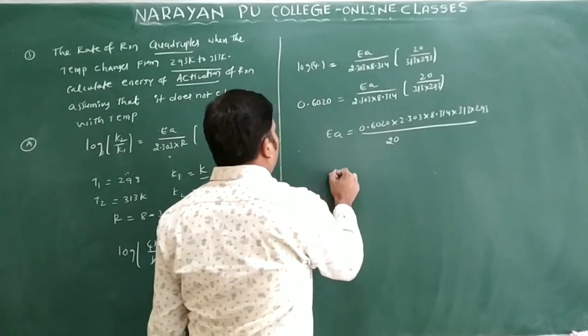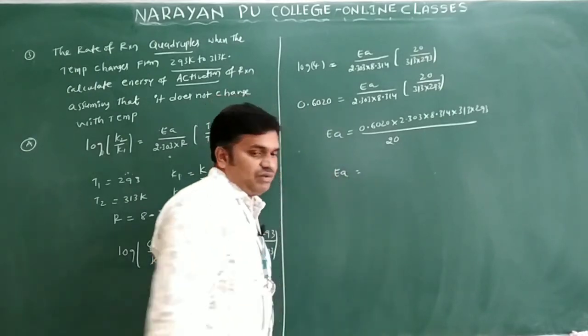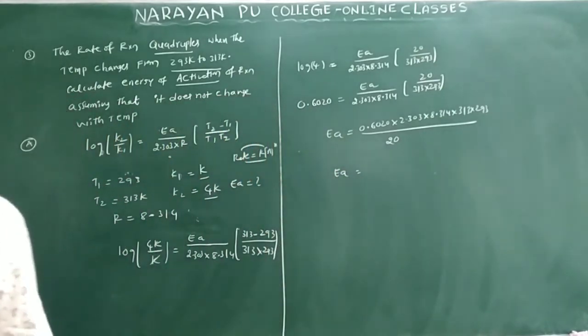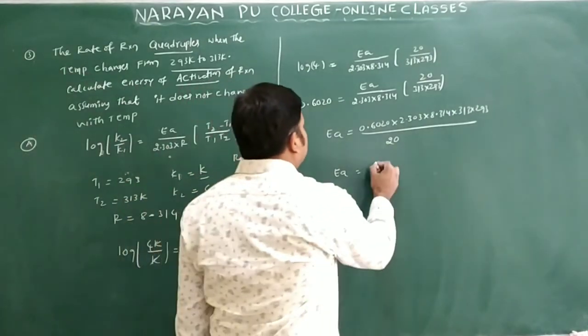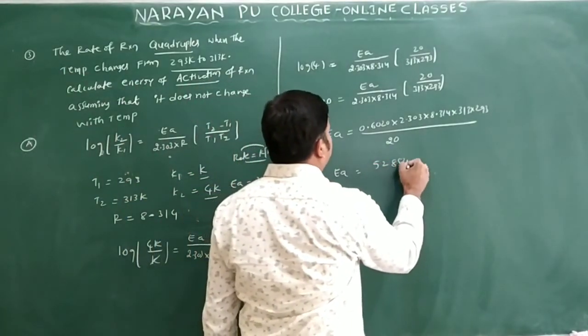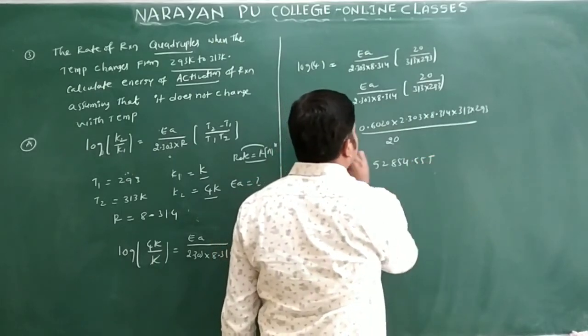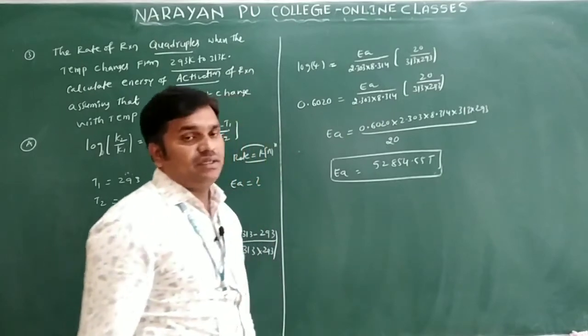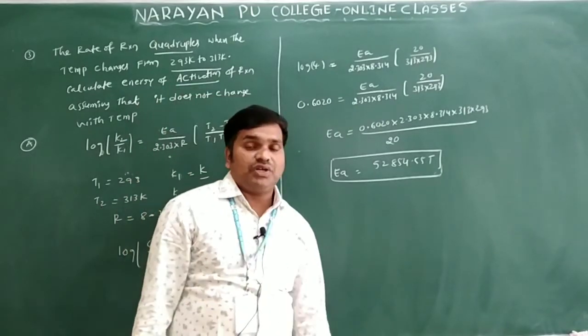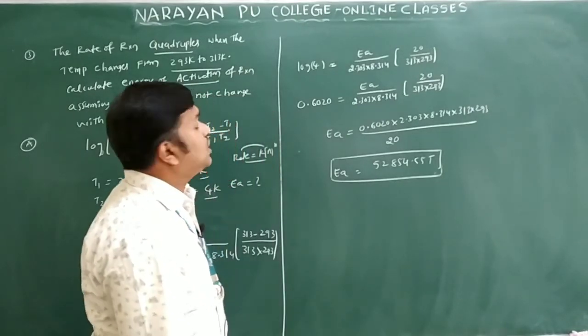If you solve this one, you will get the activation energy. So how much activation energy will you get here? 52854.55 joules. Okay, so the activation energy for the reaction is 52854.55 joules. So this is for this question.